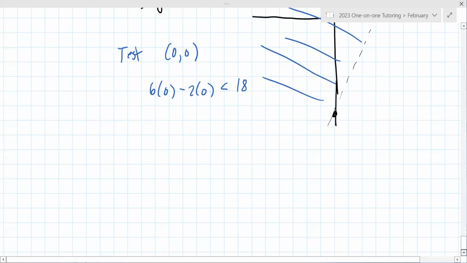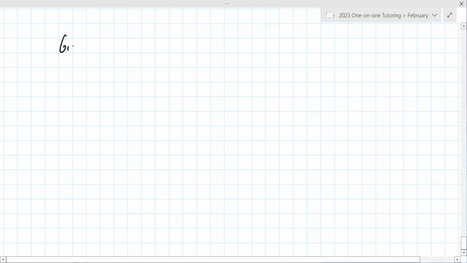Okay, let's have you try one more. Graph minus x minus 2y equals 4. Sorry, I forgot the inequality. I'm so silly sometimes. Okay, let's try that.